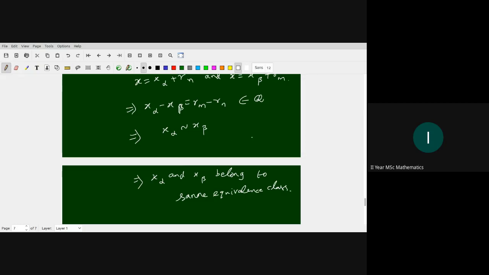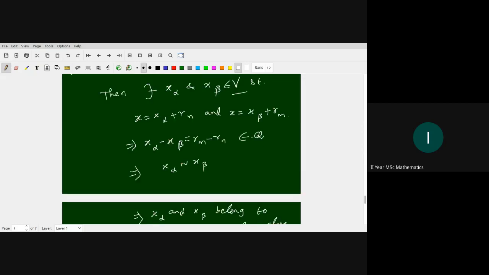But V is constructed by choosing exactly one element from each equivalence class.